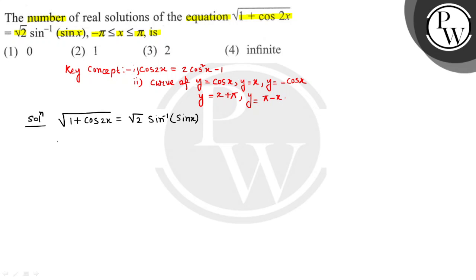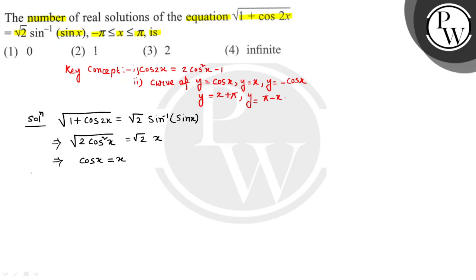So now what is the formula for this? 1 plus cos 2x is square root of 2 cos square x, which equals root 2 times sine inverse sine x, which means x. So what we get here is cos x equals x.